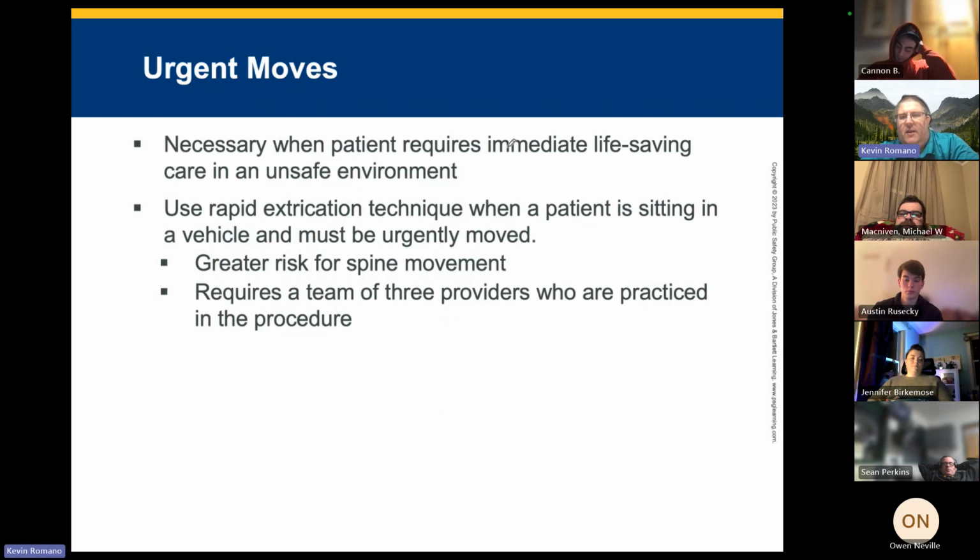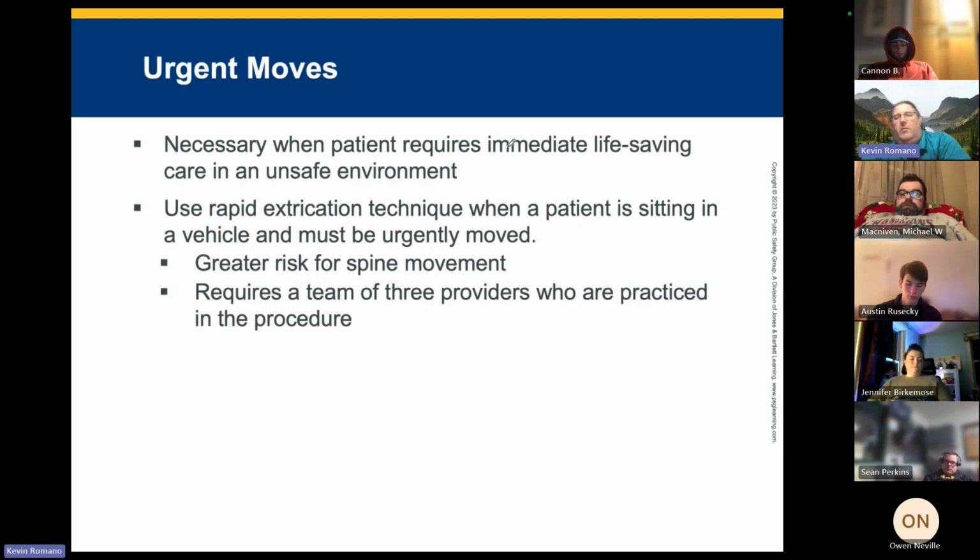Urgent moves are necessary when a patient requires immediate life-saving care in an unsafe environment, like extreme weather conditions. So a patient with altered level of consciousness, inadequate ventilations, or shock when care cannot be rendered where a patient is currently located. All right. So kind of keep that in mind.